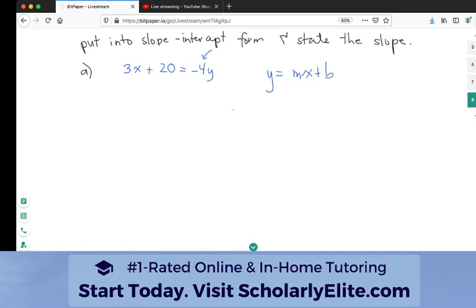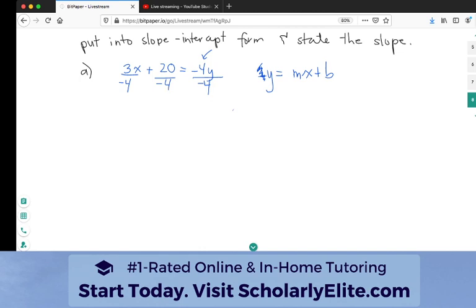Okay, we don't want anything in front of y. We want it to be 1y. So let's go ahead and divide by negative 4, and remember, the negative also has to come off of both sides. So what's that going to give us?